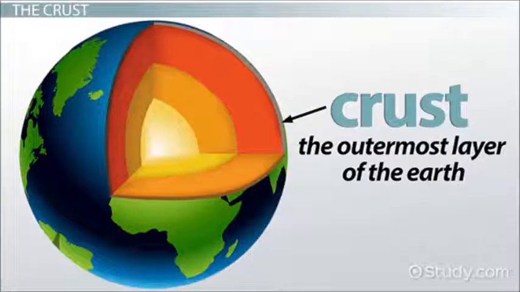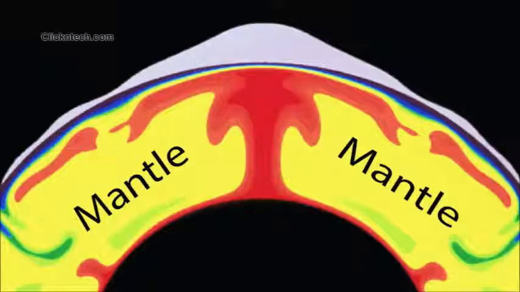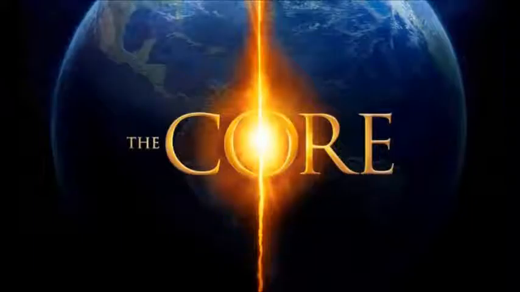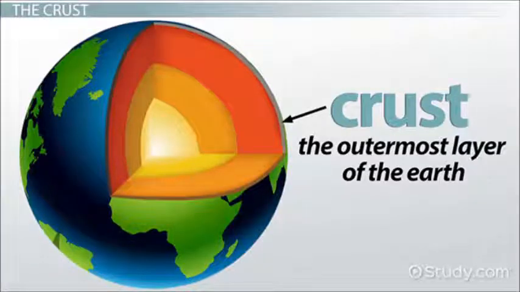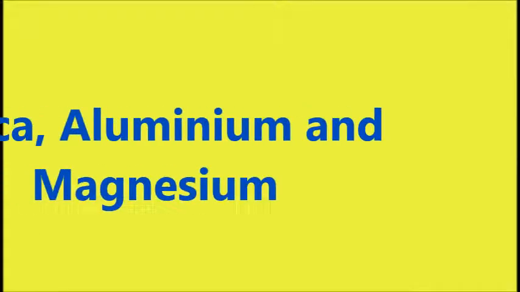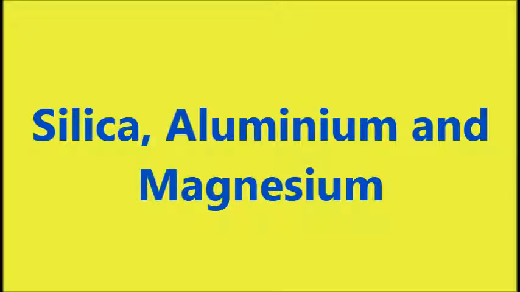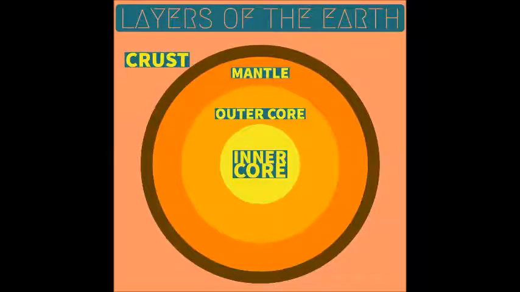They are the crust, the mantle, and the core. The crust. The uppermost layer of the earth is called crust. It is rich in silica, aluminum and magnesium. The depth of the crust is around 60 kilometers from the surface of the earth.